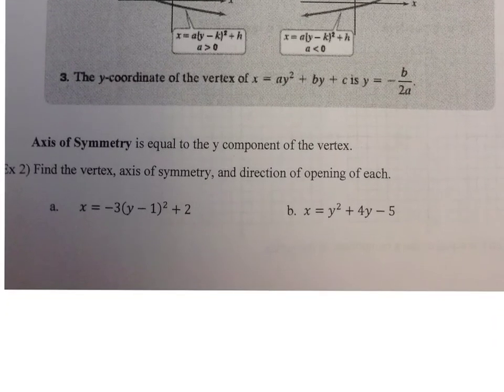It says find the vertex, the axis of symmetry, and the direction of opening of each. The first one is in the form we like. It's the easier of the two. This is K. This is H. And so our vertex, and remember, this time the K is opposite. So our vertex, instead of being -1, is going to be a +1 for K. I'm sorry. It's going to be a +2 for H and then K. It's H and K, not K and H.